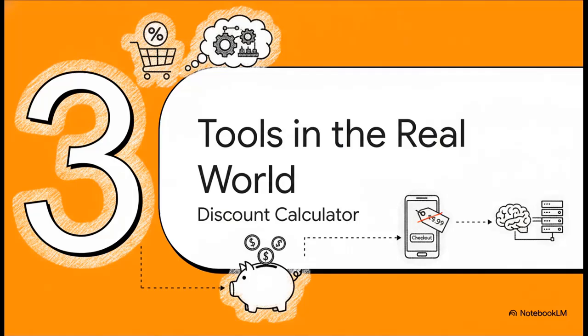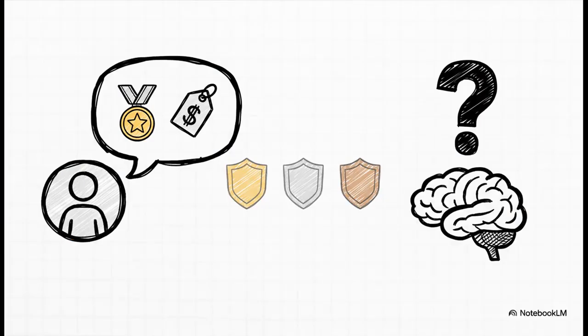Okay, theory is great, but let's make this way more concrete. We're going to walk through a really practical example from an e-commerce site. We'll build a discount calculator to see exactly how you can hook up an LLM to your own business rules. So imagine a customer types into your chatbot, hey, I'm a gold tier member, what's my discount if my order's $1,000?